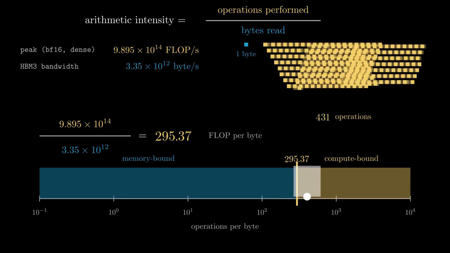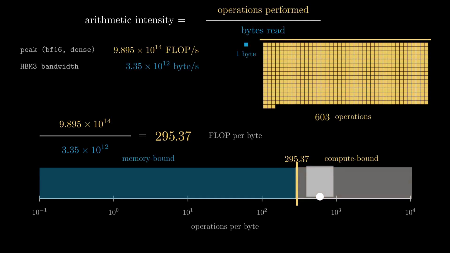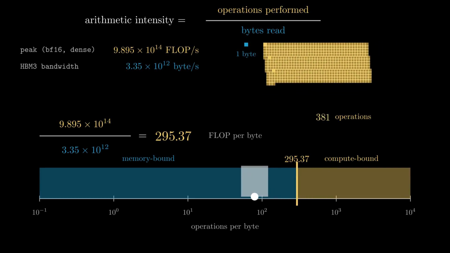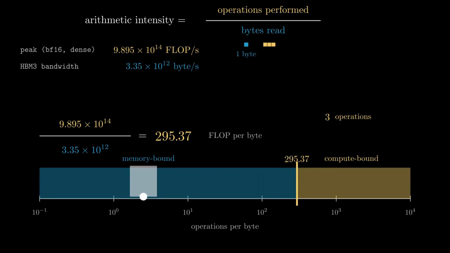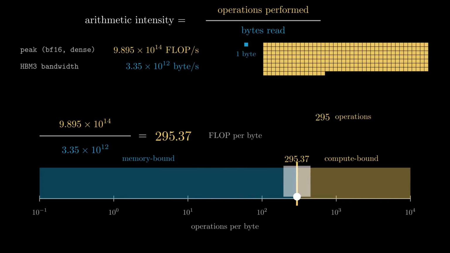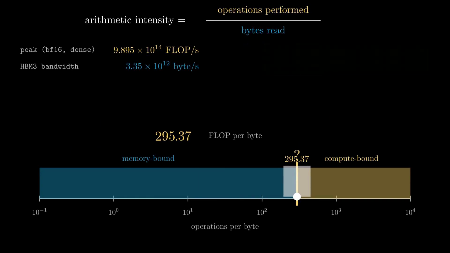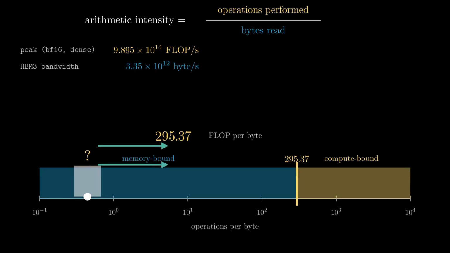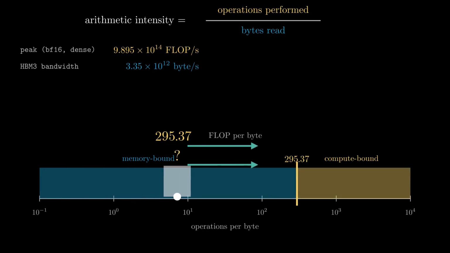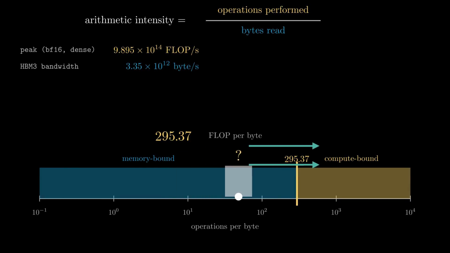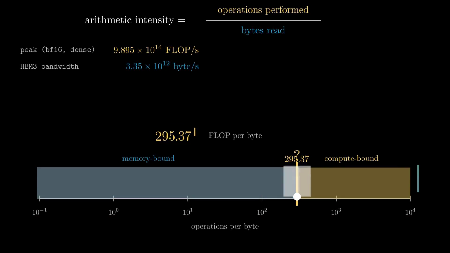That is the exchange rate the hardware is offering you. Feed it work with more arithmetic per byte than that, and arithmetic becomes your bottleneck. Feed it less and memory does. So for the next 20 minutes, you and I are going to find out exactly where token generation sits on that scale, why it sits there rather than somewhere more sensible, and what the two most interesting fixes of the last 3 years have actually done about it.